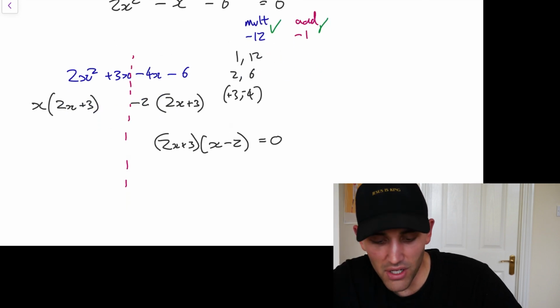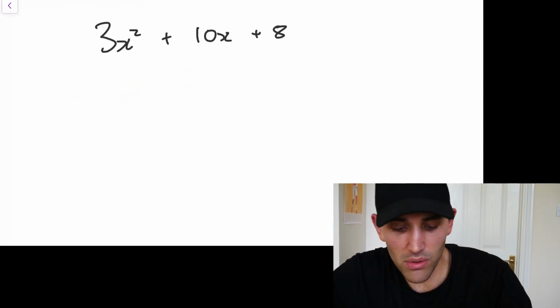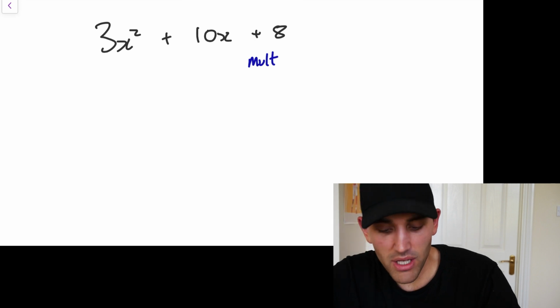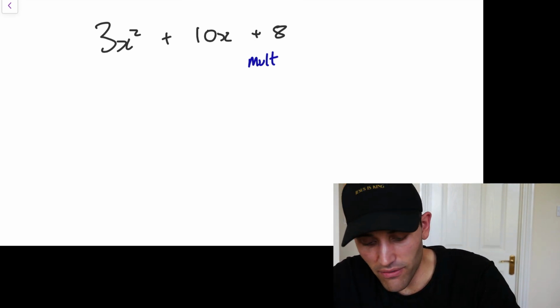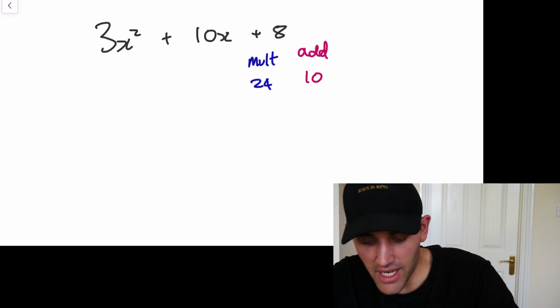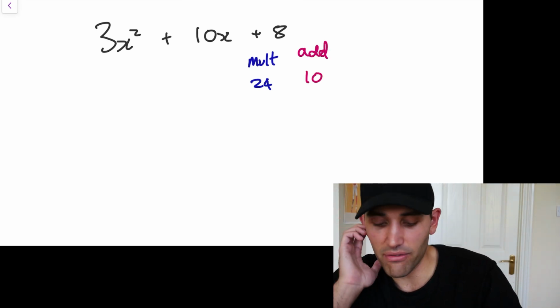Was that, yeah, it started off on this equation. Okay, we're jumping in with this one. So I'm looking for two numbers that multiply to make 3 times 8, 8, 16, 24. And they must add to make 10. So I'm going to go through and have a look and see if I can find it.